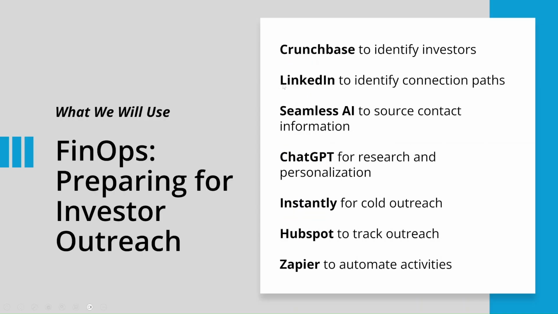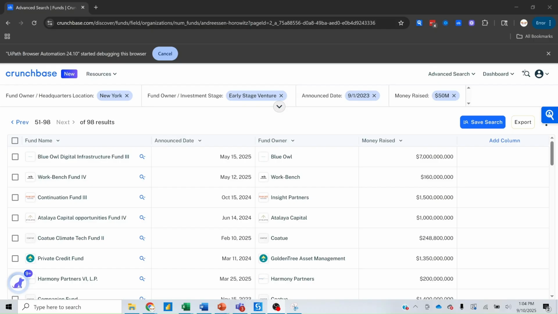Mainly here, we'll be looking at LinkedIn to identify our connection paths to target investors and Seamless AI to source contact information. Again, we're focusing this process to be as lean as possible. There are maybe more expensive tools, such as ZoomInfo. Seamless AI is much cheaper. So we'll run through those today.